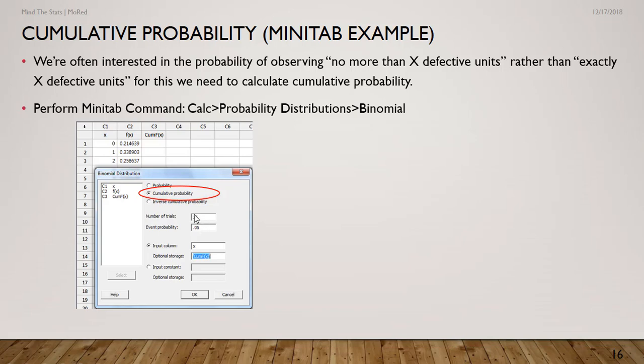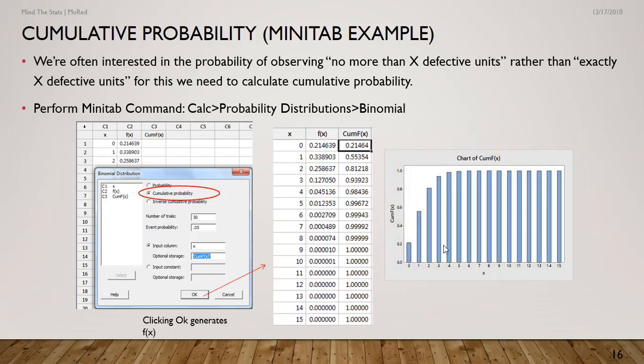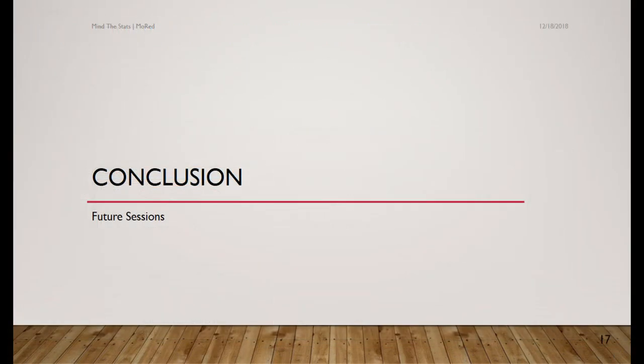Again, these didn't change, number of trials and reject rate, and for the input column X, and then we decided to put the data in a column called cumulative f of x, or whatever you called it. We pressed OK, and it output the cumulative distribution. Now you can chart it the same way using a bar graph, and you end up with something that looks like this. This concludes our session on binomial distribution.